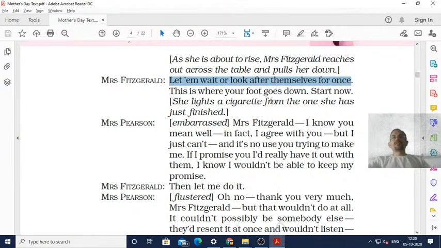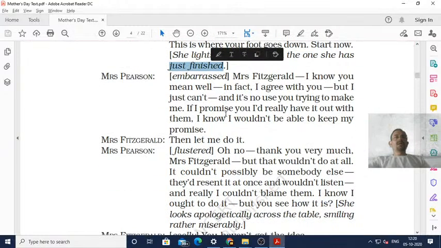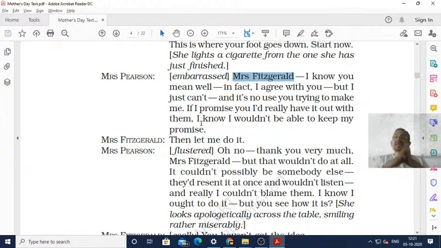She lights a cigarette from the one she has just finished, and then Mrs. Pearson, embarrassed, says to Mrs. Fitzgerald, I know you mean well. In fact, I agree with you, but I just can't, and it's no use trying to make me. If I promise you I'd really have it out with them, I know I wouldn't be able to keep my promise. Mrs. Pearson became a bit embarrassed, and she says, I agree with you, but I just can't implement what you suggest, what you advise me. It's no use trying to make me.